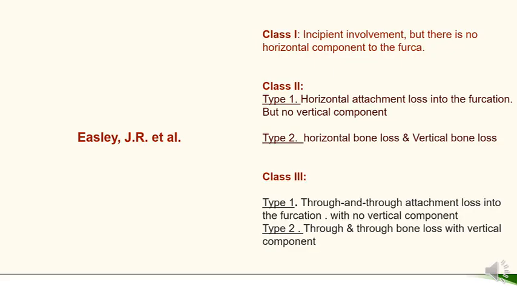Isley and Drennan suggest another classification. According to them, class 1 will be the incipient involvement, but there is no horizontal component to the furca. In class 2, they added type 1 and type 2. Type 1 is the presence of horizontal attachment loss into the furcation, but there is no vertical component. Class 2 type 2 means the presence of horizontal and vertical bone loss together. Class 3 type 1 is through and through attachment loss into the furcation with no vertical component, while class 3 type 2 is through and through bone loss with a vertical component.